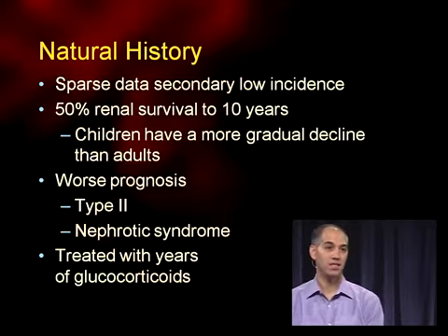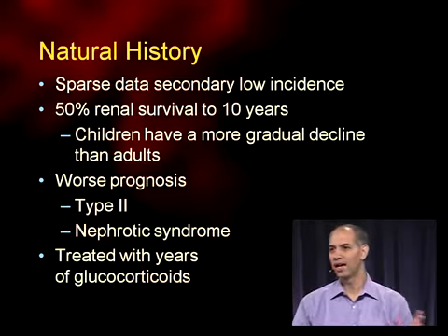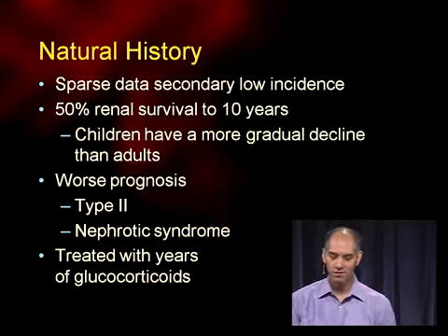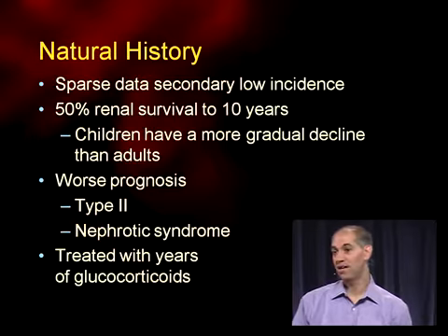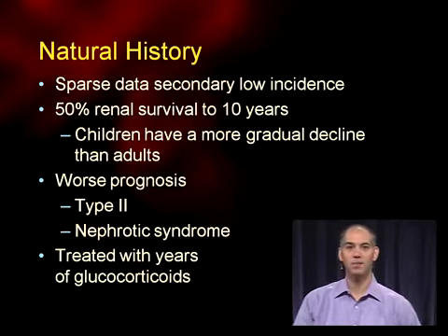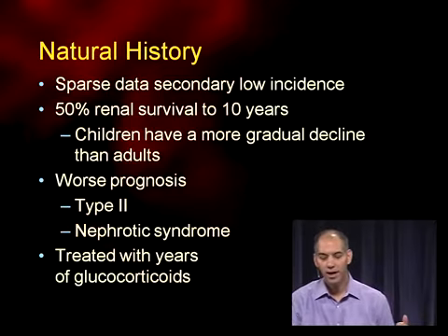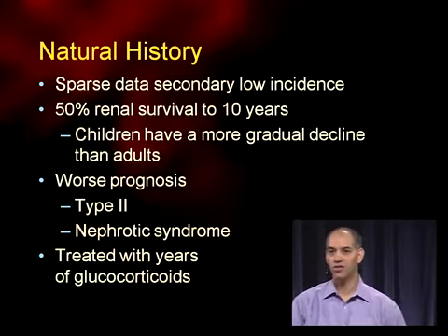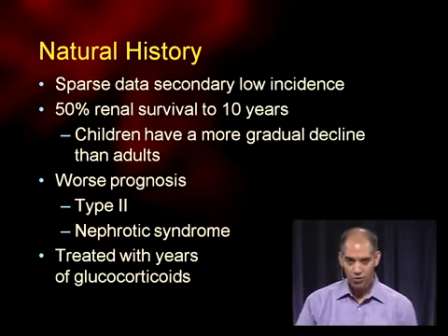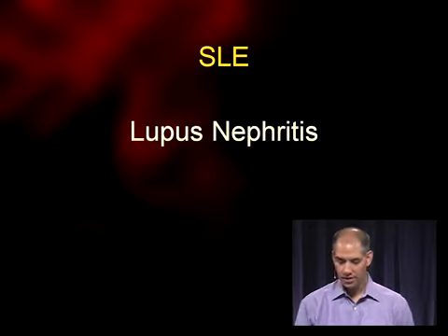Adults who have hepatitis C-related MPGN, most of them are on dialysis within a few years of developing their hep C MPGN. The things that portend a worse prognosis are type 2 MPGN, which is a more dense deposit within the basement membrane, and severe nephrotic syndrome, treated with years of glucocorticoids.